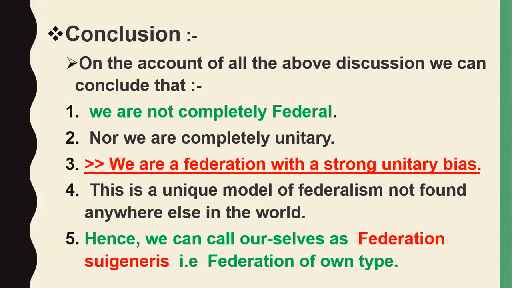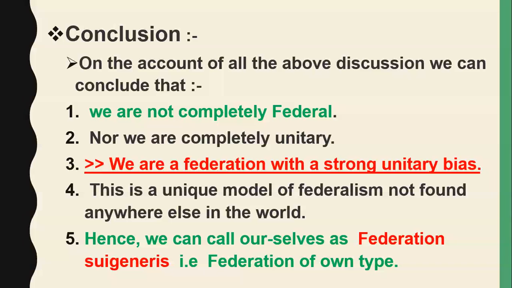So what actually are we? We are a federation with a strong unitary bias. We can conclude that actually we are a federal country. Why? Because there are two levels of government, and there is a distribution of power between the center and the states. So we are a federation, but actually the central government is very, very powerful. So we are a federation with a very strong unitary bias.